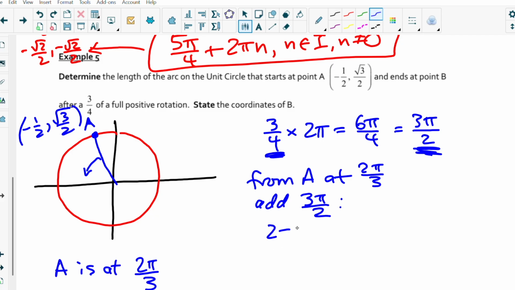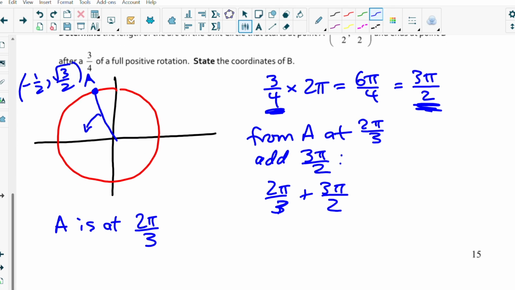So what does that look like? So 2 pi over 3 plus 3 pi over 2. That's 4 pi over 6 plus 9 pi over 6. That equals 13 pi over 6.